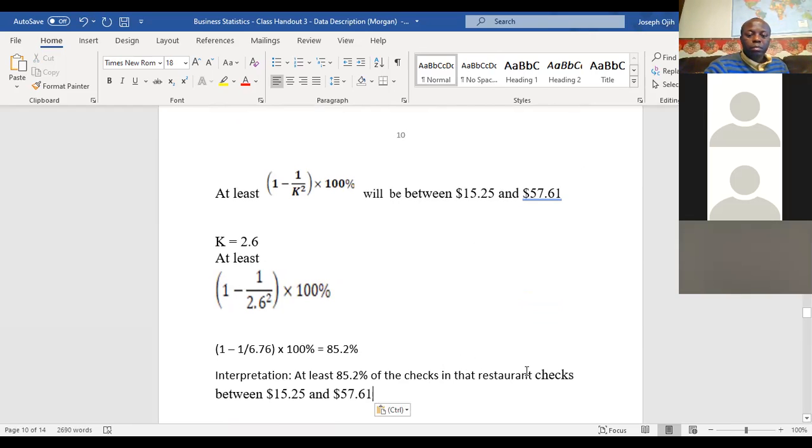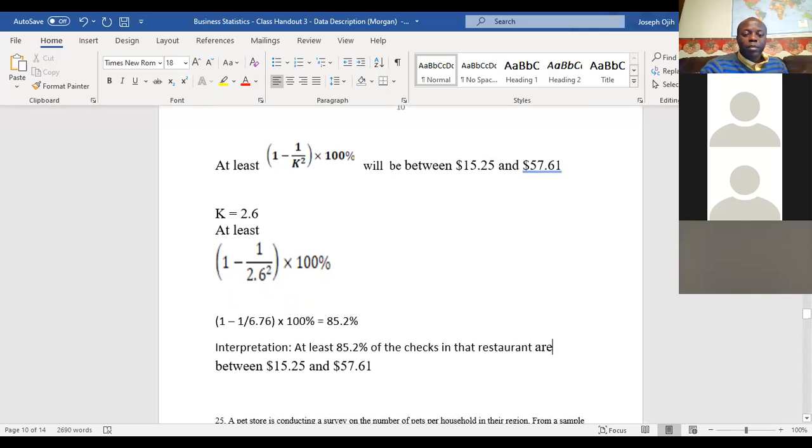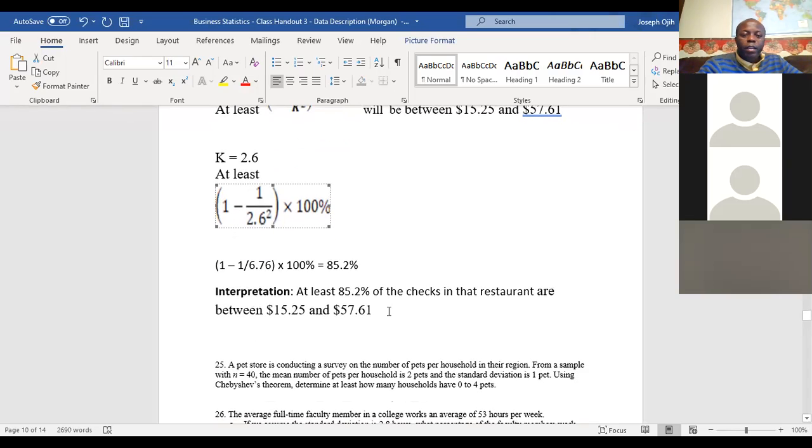between $15.55 and $57.61. That must be a very high-end restaurant, not too high-end, but at least you get the point. That's the most important thing. Any question for me? No.